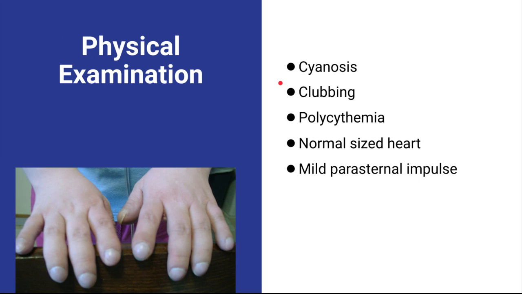Physical examination will reveal cyanosis, clubbing, polycythemia, normal size heart on X-ray and palpation or percussion, then mild parasternal impulse due to right ventricular hypertrophy.